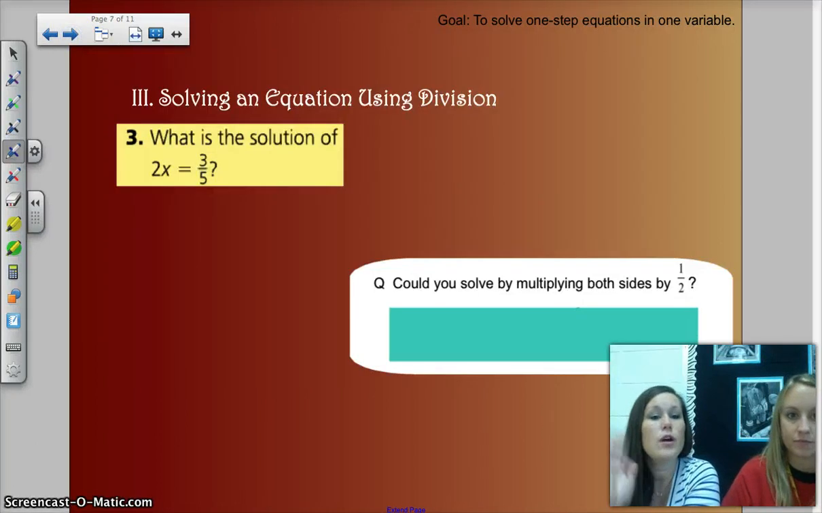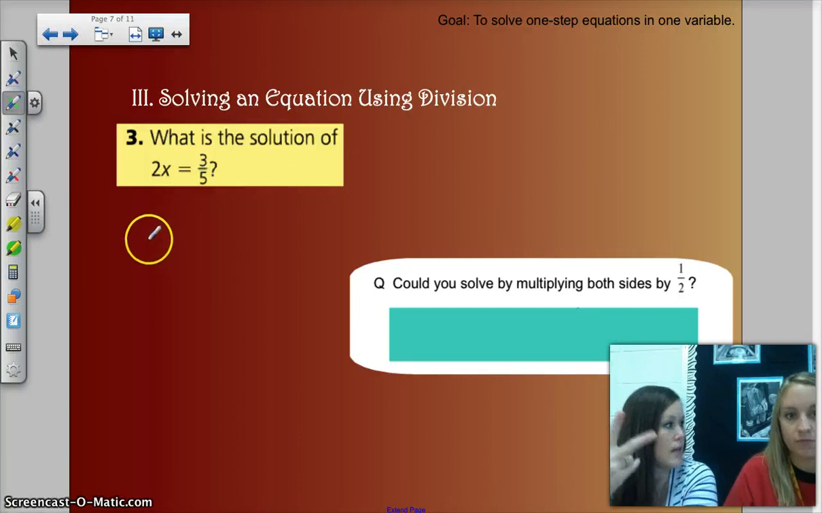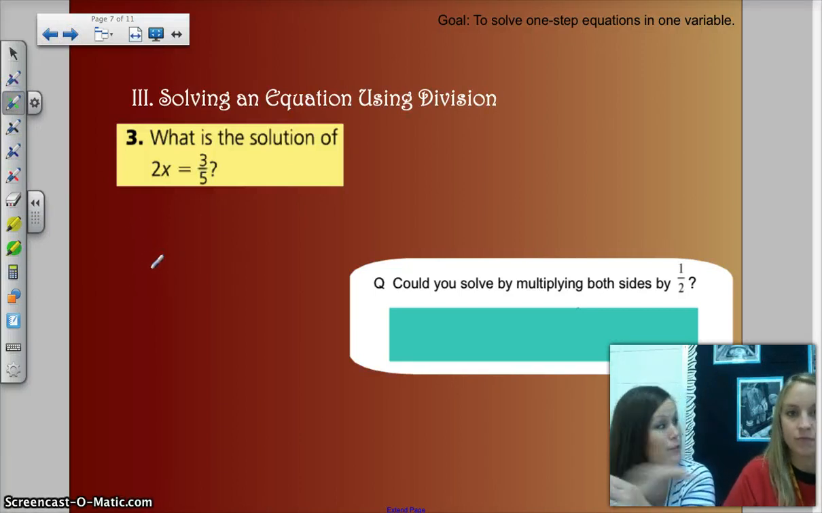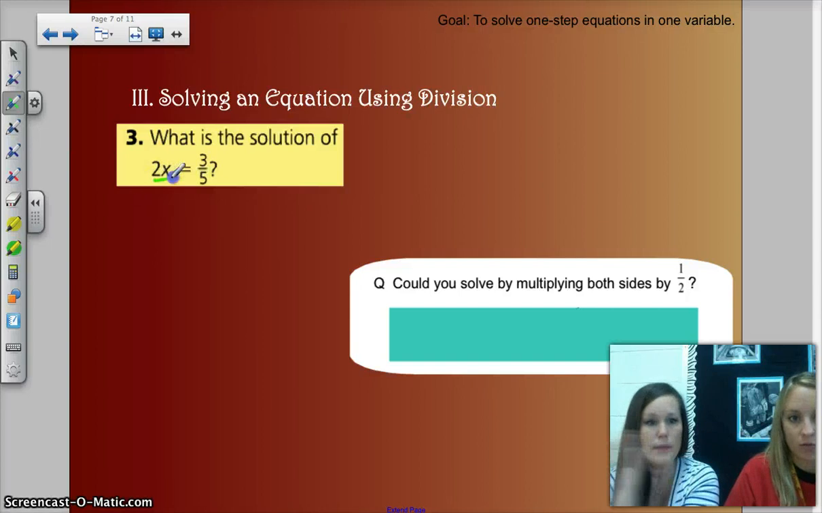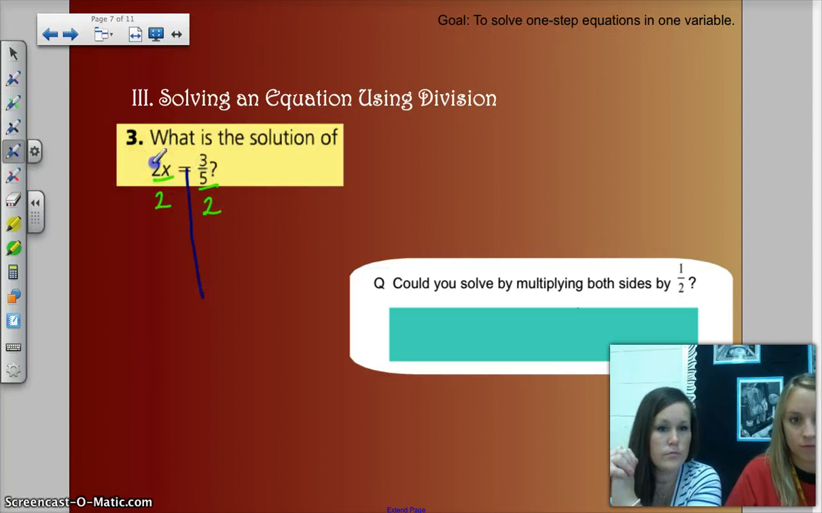Okay, so what is the solution of 2x equals 3/5? I know that multiplication is happening in between the 2 and the x. So I'm going to divide to get the 2 to go away. Undo multiplication. So I can say divide 2 over here as well. Okay, so cross out the 2's, and x is all by itself. And now we have 3 over 5 divided by 2.